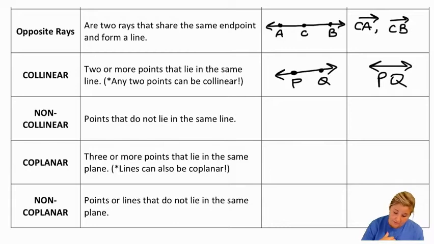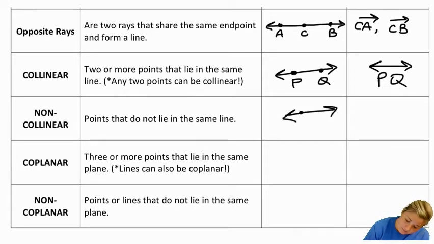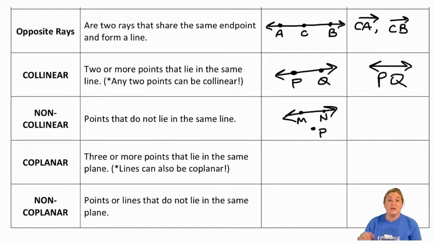And then non-collinear means points that do not lie on the same line. So if I have my M and N, those are collinear. But if I have a point out here, P, that is not collinear with M and N. You wouldn't really name that.